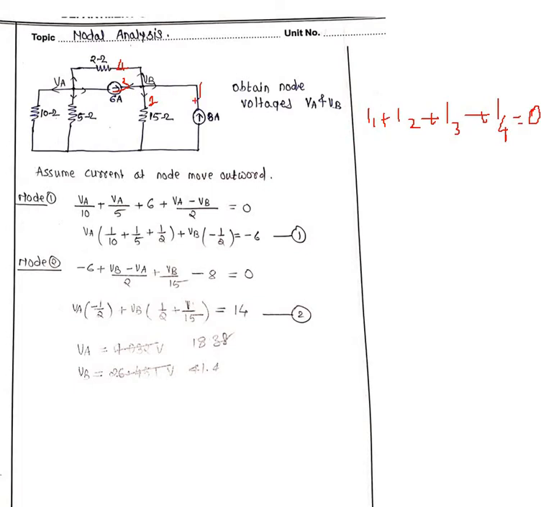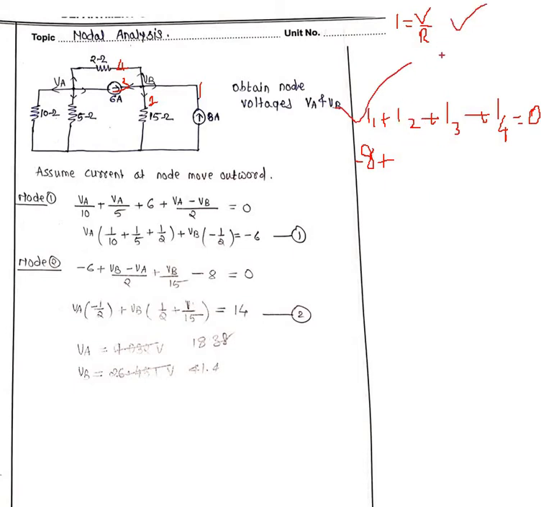Then I1. Where have I assumed it? Here is I1. My assumption is opposite to the actual arrow, so opposite means minus 8. Why 8? Here 8 is written. So minus 8. The next one, plus Ohm's law: I is equal to V by R. That's all I always need. That's why node analysis is Kirchhoff's current law plus Ohm's law.